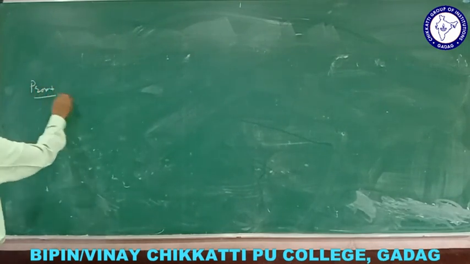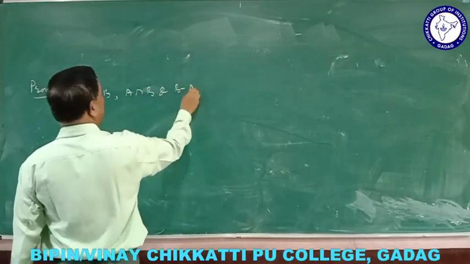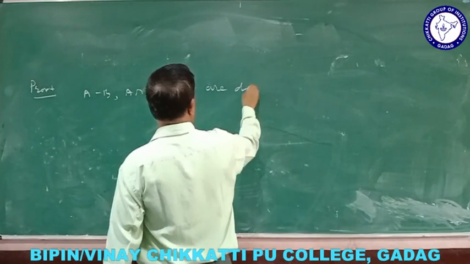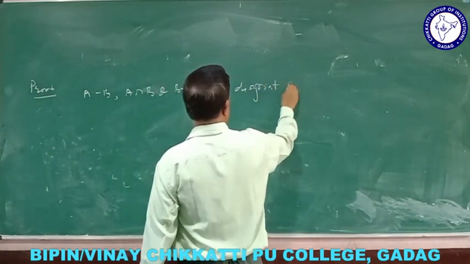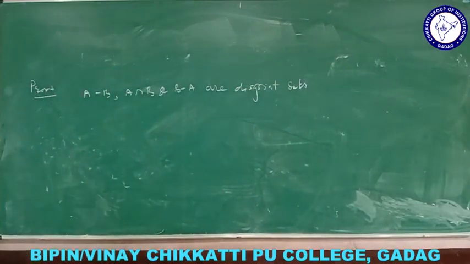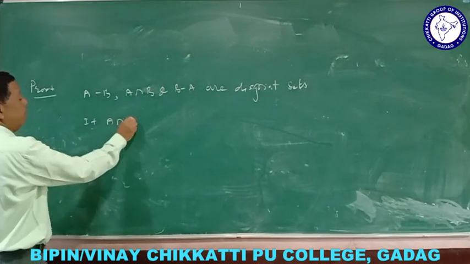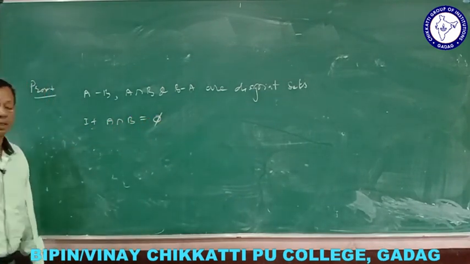proving that A minus B, A intersection B and B minus A are disjoint sets. And I have already told you what disjoint means: they are mutually disjoint, which we have already discussed. And you have to see that A union B is the elements which are in A or in B, taking common ones once. And if A intersection B is a null set, there are no elements in common, that is understood.